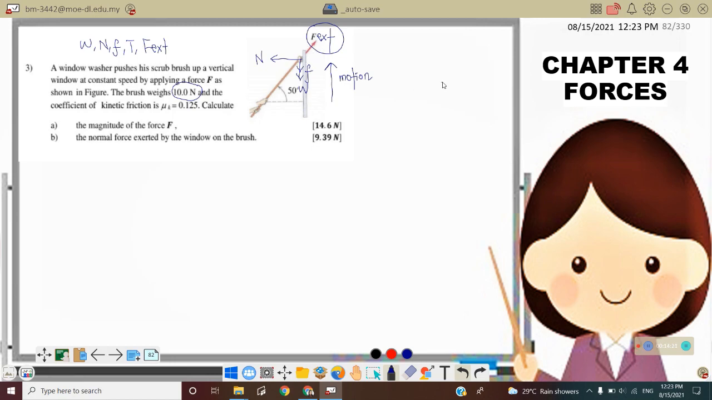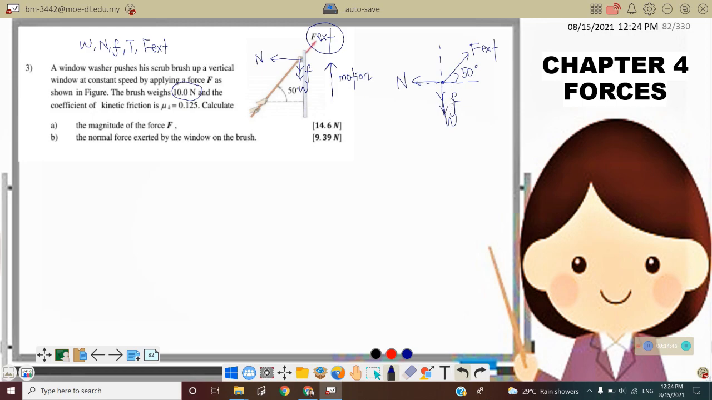So we draw out all the forces involved. Here is the F external, and the angle given is 50 degrees. We have the weight, the frictional force, and another force, the normal force. So there are 4 forces involved.